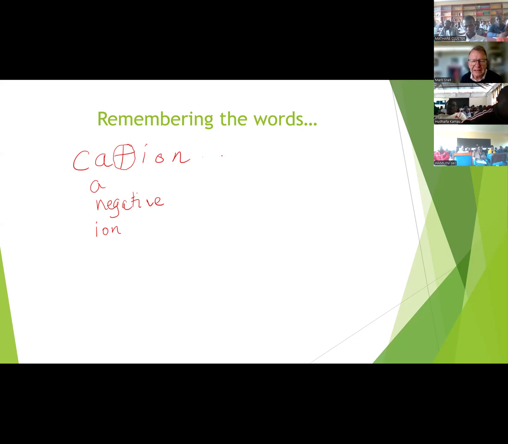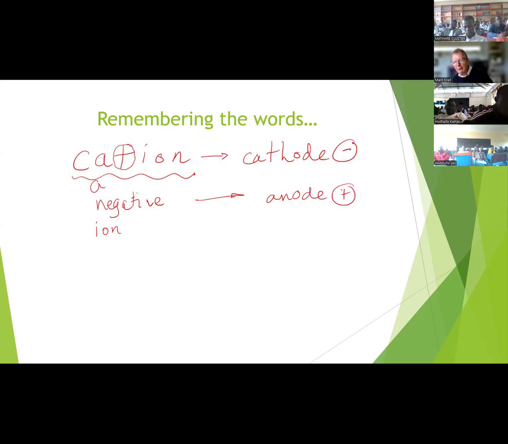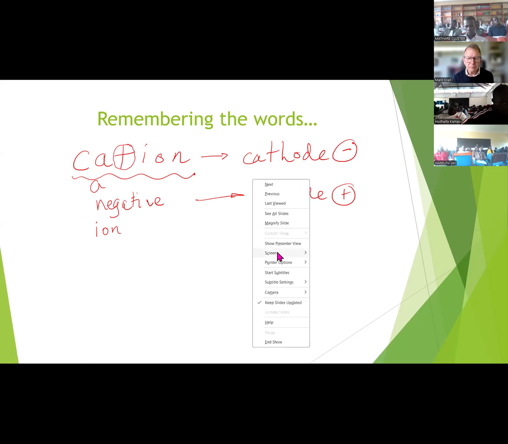And then you say the cats go together. So this is attracted to the other cat, which must be the cathode. Well, if the cation is positive, then the cathode must be negative. And the anion, which is a negative ion, must go to the anode, and the anode must be plus. That means that by remembering cation, they've remembered all four of the words, which way round they are. And that's really important. I always do that, and they find it very, very easy.